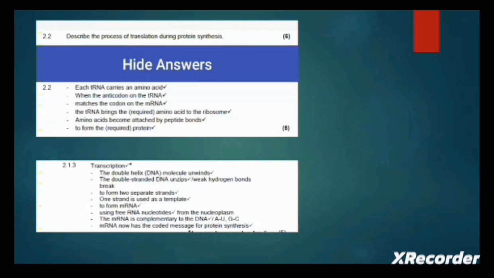So how are you going to write it in the answer sheet, if they ask you to describe this process? You're going to say each tRNA carries an amino acid. When the anticodon on the tRNA, anticodon is the base triplet on the tRNA there, matches the codons on the mRNA, they need to match or correspond, the tRNA brings the required amino acid to the ribosome. Those circles there that I drew on the tRNA, those are amino acids.